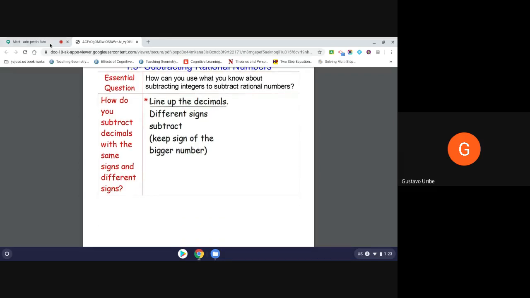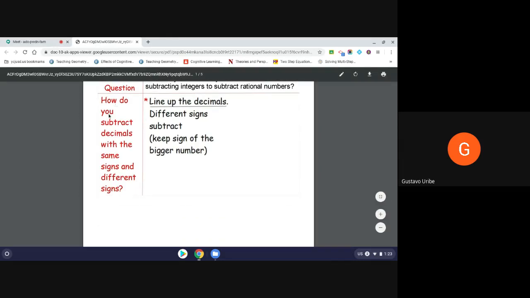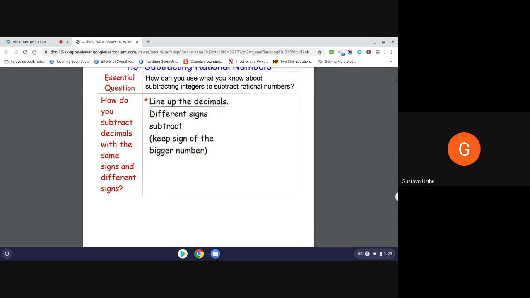The question on the left-hand margin is, how do you subtract decimals with the same signs and with different signs? So the main thing we want to know always, whenever we're dealing with decimals, whether you're adding or subtracting, will always be to line up the decimals.